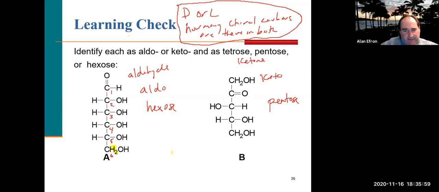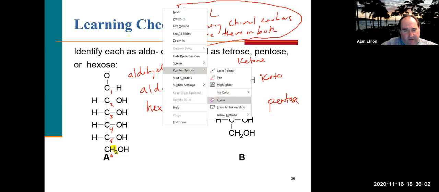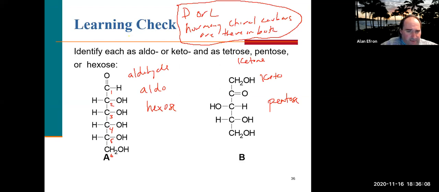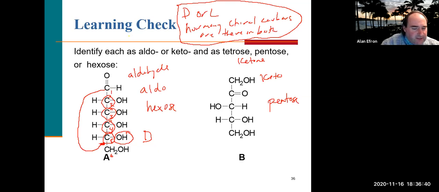So in this particular case, in terms of chiral carbons, just so you understand that there can be more than one chiral carbon in a compound, number 2 would be chiral, number 3 would be chiral, number 4 would be chiral, and number 5 would be chiral here. So this particular compound has 4 different chiral carbons. So to determine if it's D or L, we want to go to the furthest chiral carbon from our carbon oxygen double bond, which would be this guy. And we see that the OH is on the right hand side. So this would actually be the D isomer because of that. Any questions on that there?